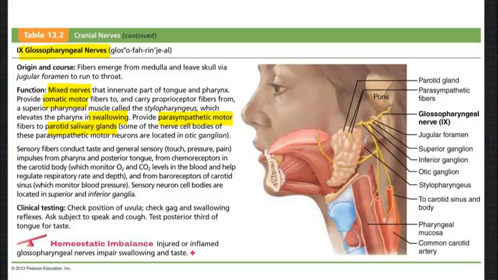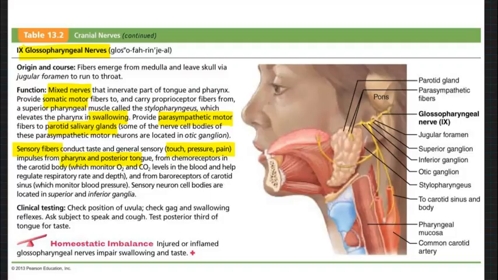Now, what about sensory fibers? So first of all, touch, pressure, pain from pharynx and back of the tongue. Now, hear me out. If I try to sample my throat, or somebody else tries to sample my throat for bacteria with a cotton swab, if they go way too deep or way too intense, can they trigger gag reflex? Yes. Because the sensory input transmitted through glossopharyngeal nerve triggers the motor response, gag reflex, also delivered by glossopharyngeal nerve. Okay? That makes sense?